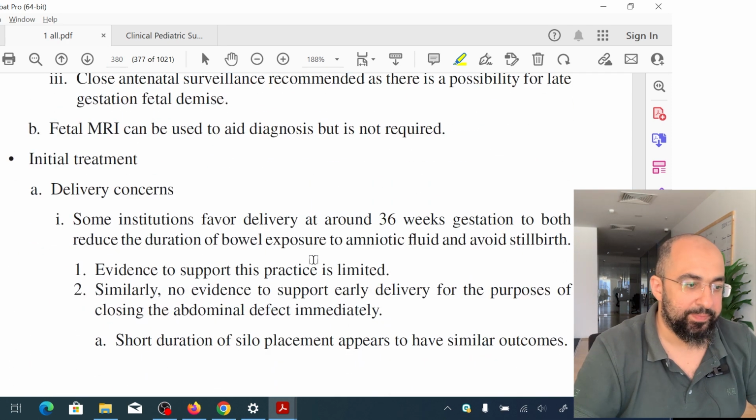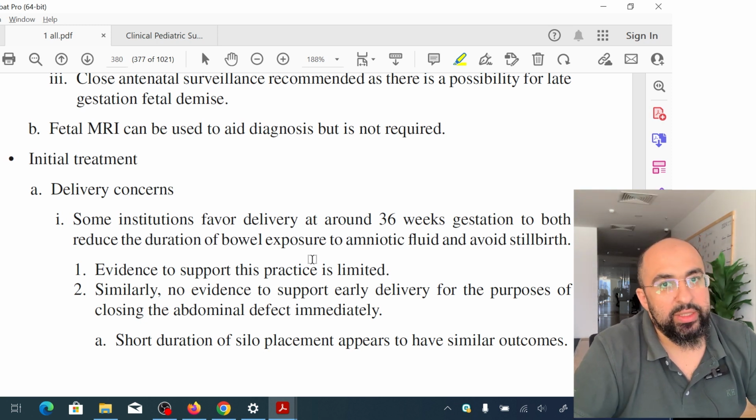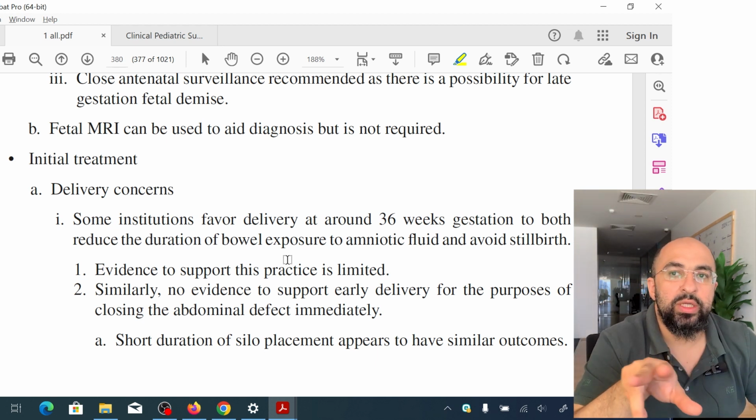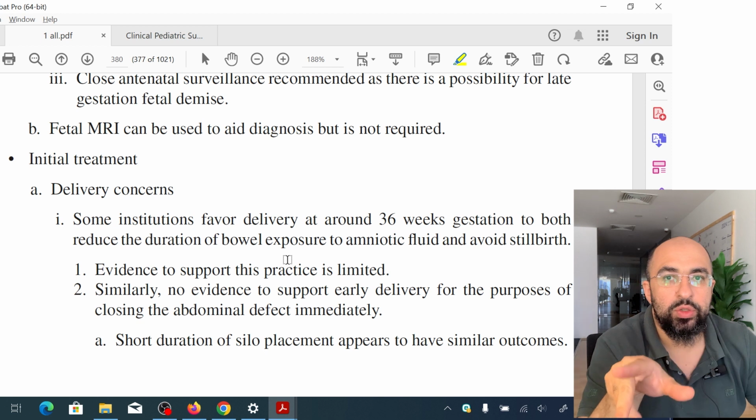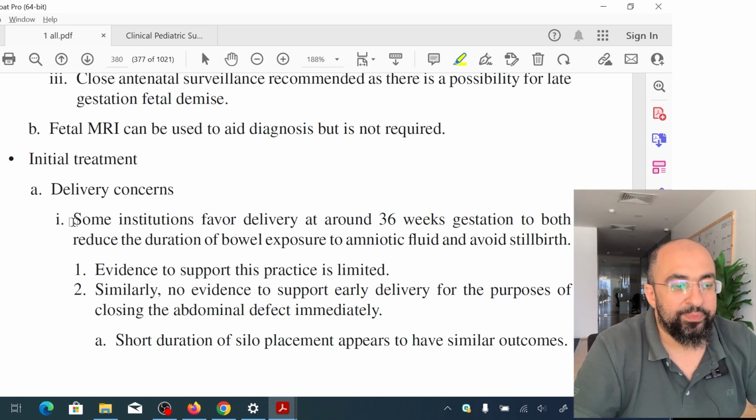Initial treatment: there is an initial treatment and an operative approach. We'll take here the initial treatment, which is actually more complex than the surgical approach. The surgical approach is very simple. It's either one of two ways: closure in one stage or staged closure with the silo, and we'll go through it in the second episode of gastroschisis.